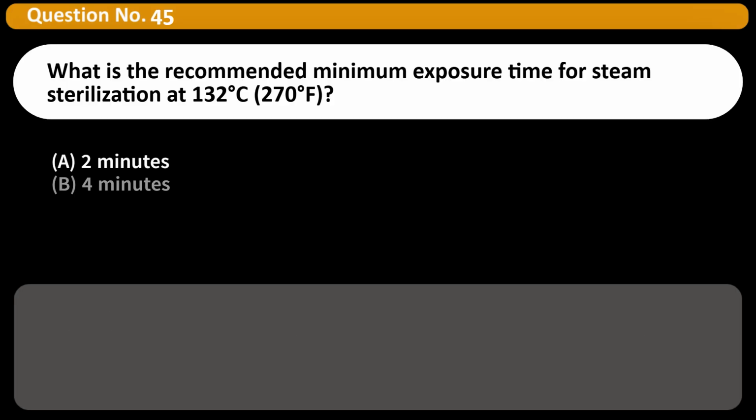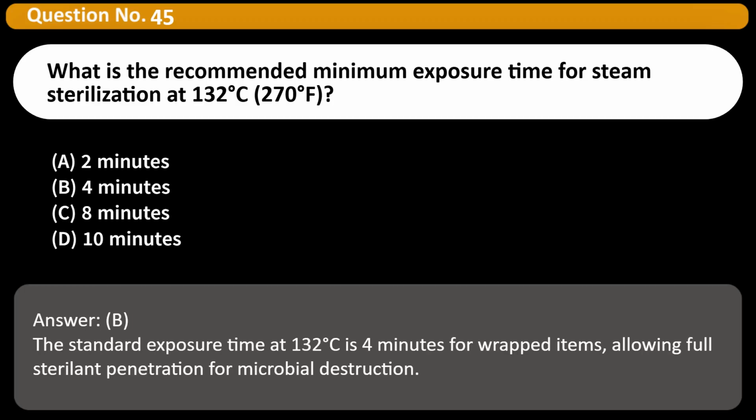What is the recommended minimum exposure time for steam sterilization at 132 degrees Celsius, 270 degrees Fahrenheit? A. 2 minutes. B. 4 minutes. C. 8 minutes. D. 10 minutes. Answer B. The standard exposure time at 132 degrees Celsius is 4 minutes for wrapped items, allowing full sterilant penetration for microbial destruction.